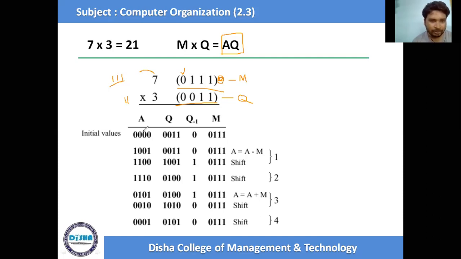So see, this accumulator contains 4 zeros because it is a 4-bit number. Okay, this is the q. Simply we write here q. Then q0 is 0 initially. As I said, q of -1 is always 0. Okay, we are just assuming that value so that we cannot make it 1.